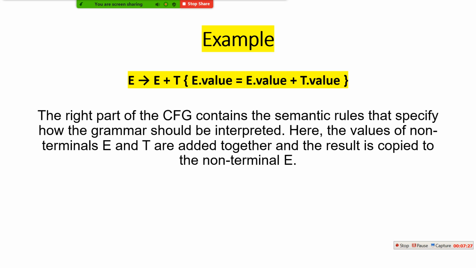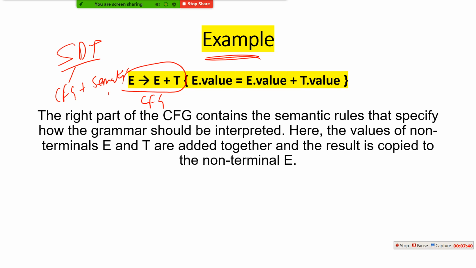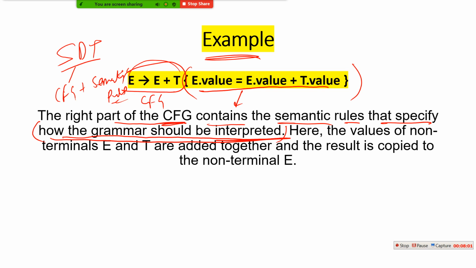Now let's take an example. This is an example of SDT. What is SDT? It is a combination of a CFG, that is, a grammar, a context free grammar, plus semantic rules. So these are the semantic rules. Now what are the semantic rules telling us? Focus here. The right part of the CFG, that is this part, contains the semantic rules that specify how the grammar should be interpreted. How the grammar should be interpreted means this grammar should be interpreted with this rule.